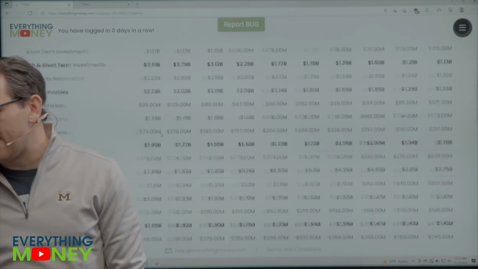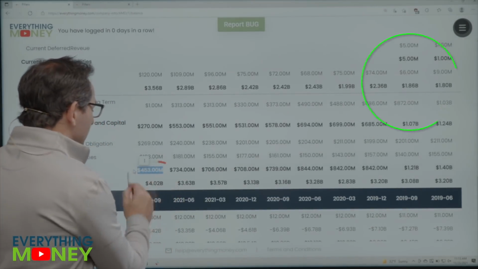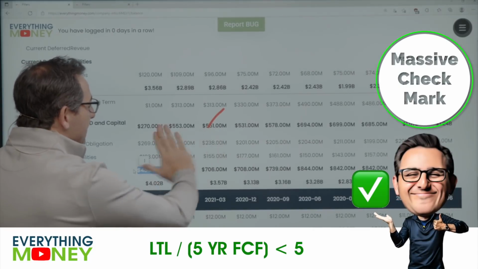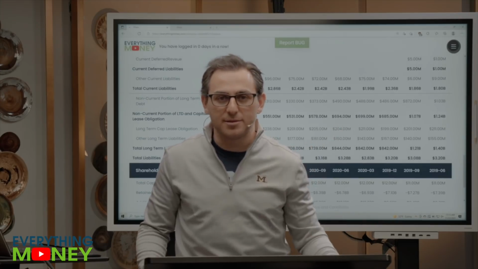We scroll all the way to the bottom. Total long-term liabilities? Only $450 million. They can easily support this. Jeez. Massive check. They have very little debt. That's awesome. So the likelihood of these guys going under is probably very, very unlikely because, just based on their 5-year average free cash flow, they can pay off their debt in a matter of 8 or 9 months. That's incredible.